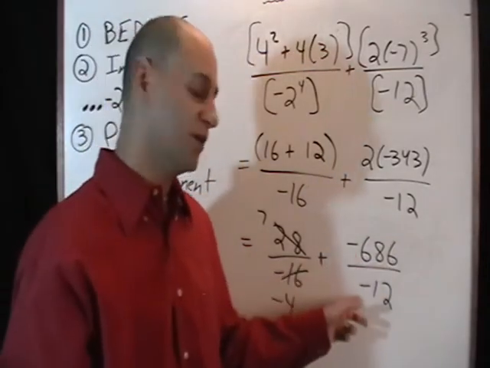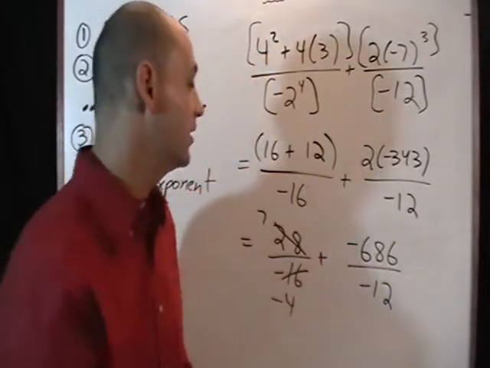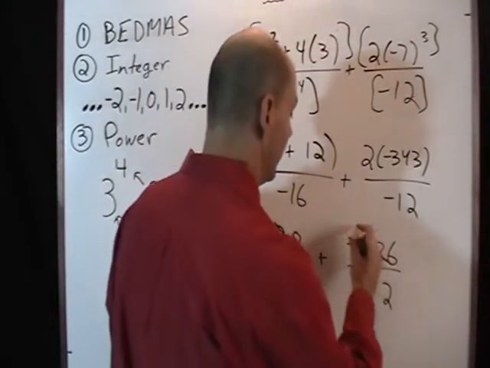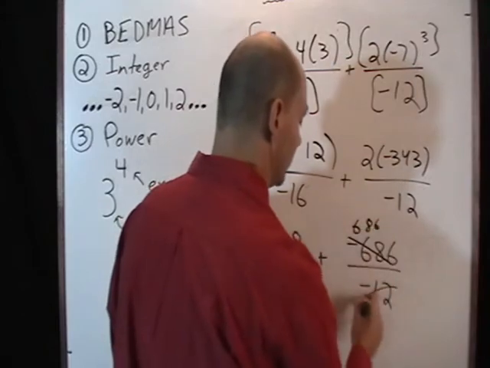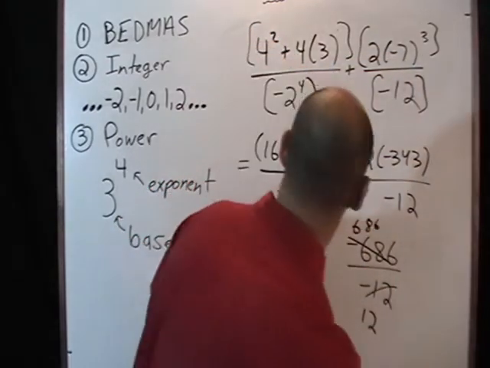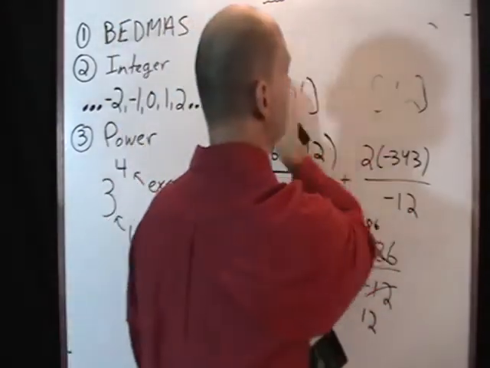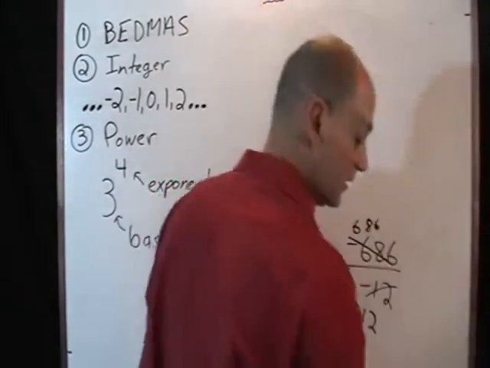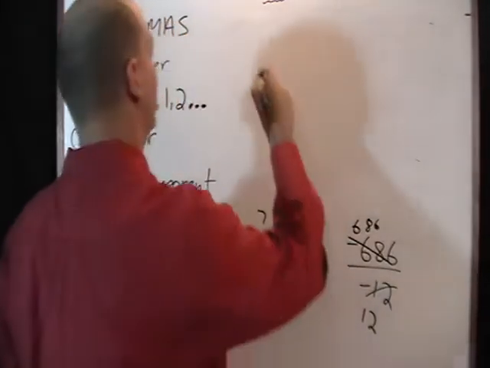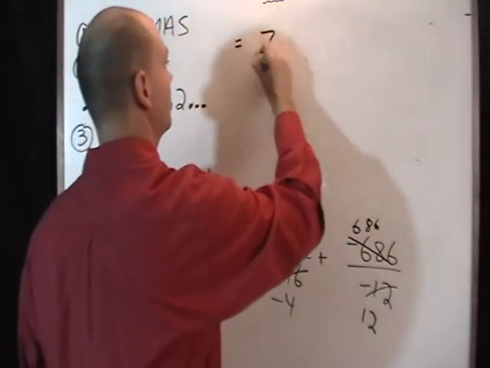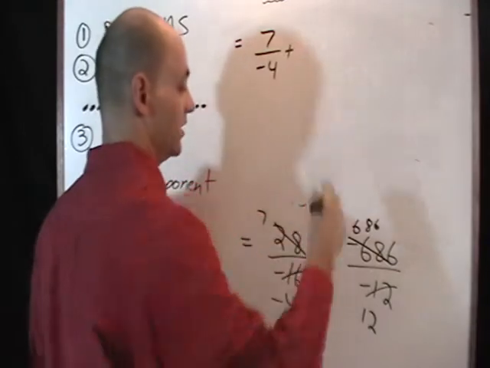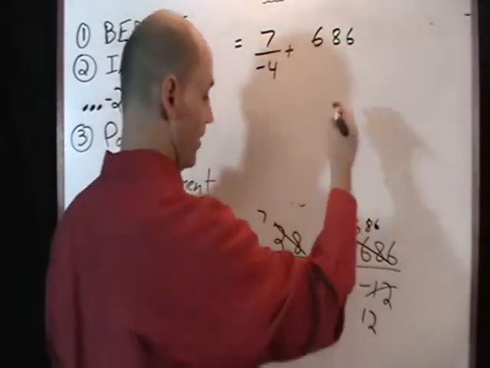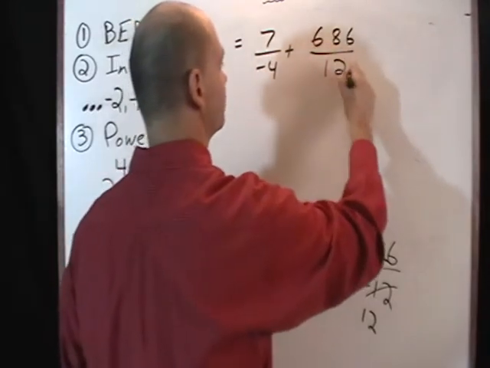Over here we've got two negatives, and we can easily get rid of those just by simply dividing both the top and bottom by negative 1. And if we do that, we're going to end up with 686 and 12. So let's rewrite this. It's going to be equal to 7 over negative 4 plus 686 divided by 12.